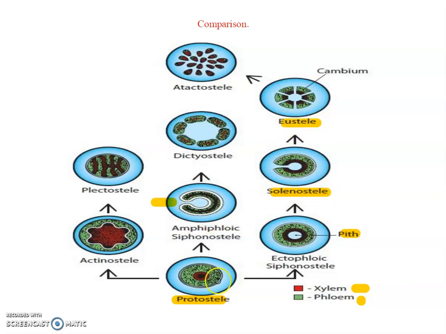Then eustele, in a ring, ataxostele, scattered vascular bundles, scattered in the section, and dictyostele. These are the types of dictyostele. This one. So these are the comparison.